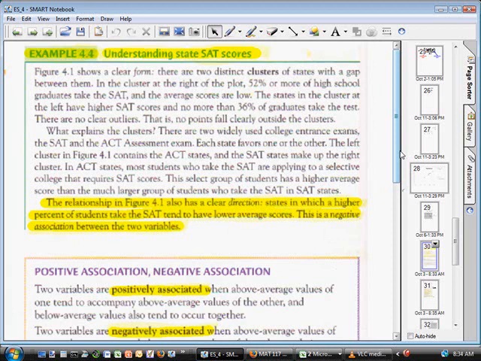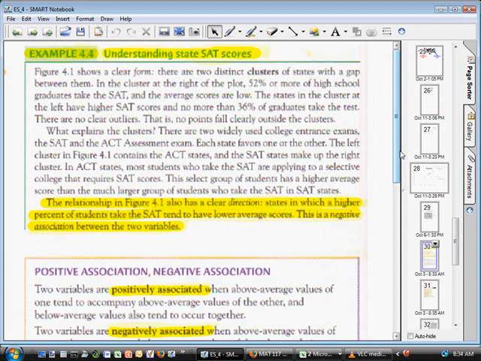Okay. It says in the cluster at the right, 52% or more of the high school graduates take the SAT, and the average scores are low. The states in the cluster at the left have higher SAT scores, and no more than 36% of the graduates take the test. There are no clear outliers. That is, no points fall clearly outside the clusters. What explains the clusters? So sometimes you can actually tell, well, what's going on here?